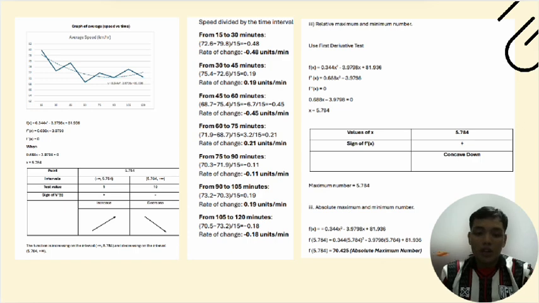Now we have got the equation y. For question 1, the test value goes increase at 0.1 and decrease at 0.10. Second, the rate of change we got from 105 to 120 minutes is negative 0.18 units per minute. For relative maximum and minimum number, by using the derivative test, I got x equal to 5.74 and it is positive, so it can cut down. For absolute maximum and minimum number, I got 70.425, which is the absolute maximum number.